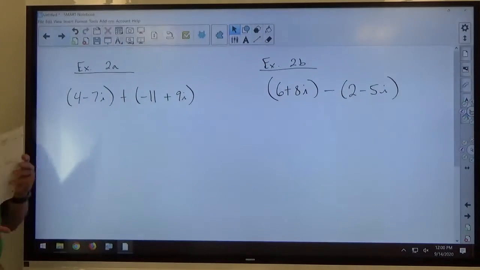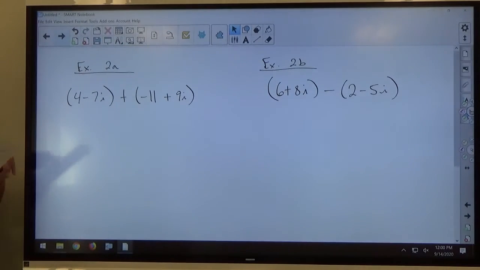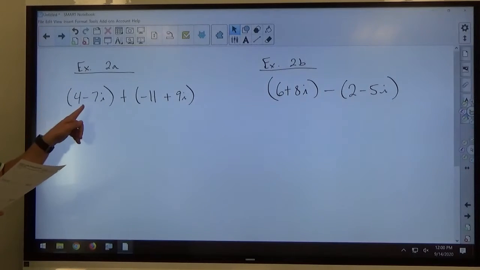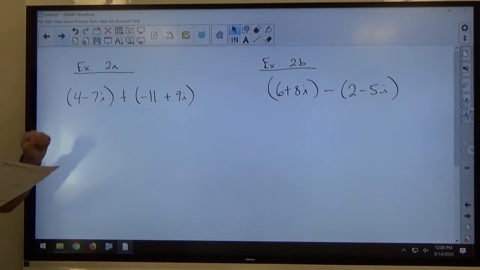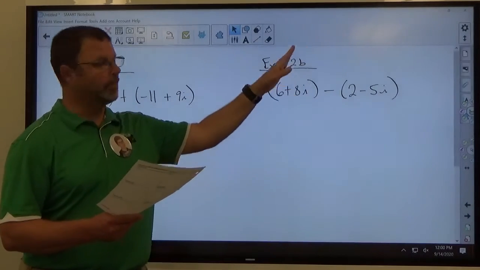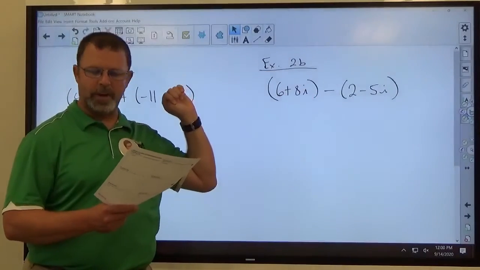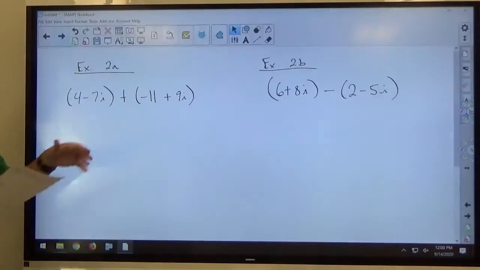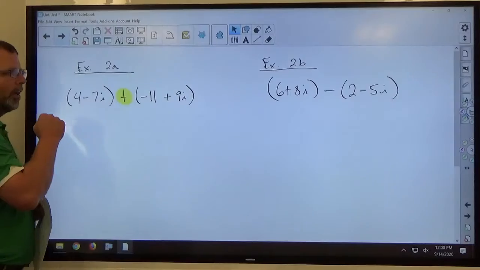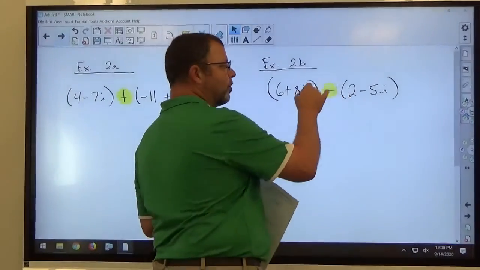Okay, your sheet for examples 2a and 2b says: find the sum of 4 minus 7i and negative 11 plus 9i, and 2b, what is the difference of 6 plus 8i and 2 minus 5i. Sum means to add. What is the sum of these two things? Difference means subtract the first minus the second.